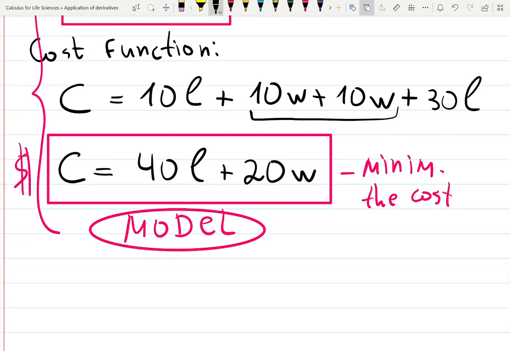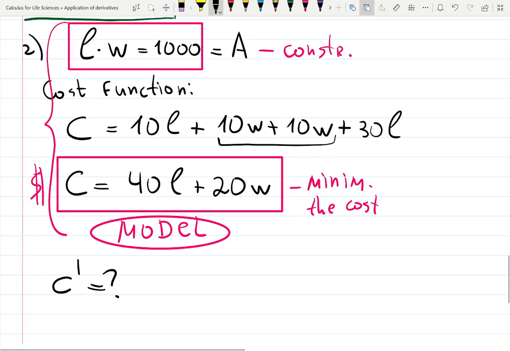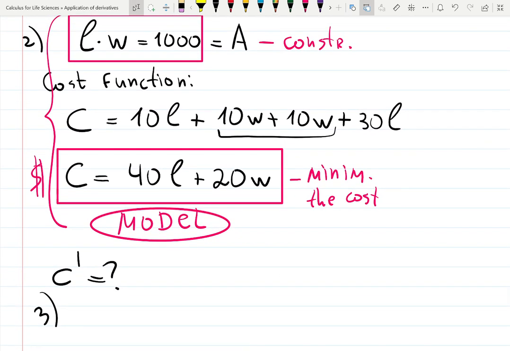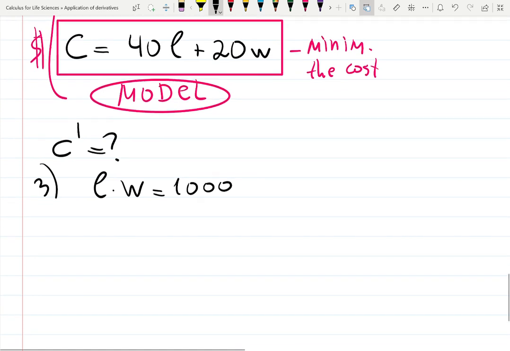We know how to minimize or maximize things. So remember, you have homework due tonight and stuff like that. You need to differentiate C. So I want to find C prime. But I cannot do it because it has two variables, and we only teach in calculus 3 how to do that using partial derivatives. So what I told you, step 3, was use the equation for constraints, L times W, which is 1,000, and solve for one of the variables.